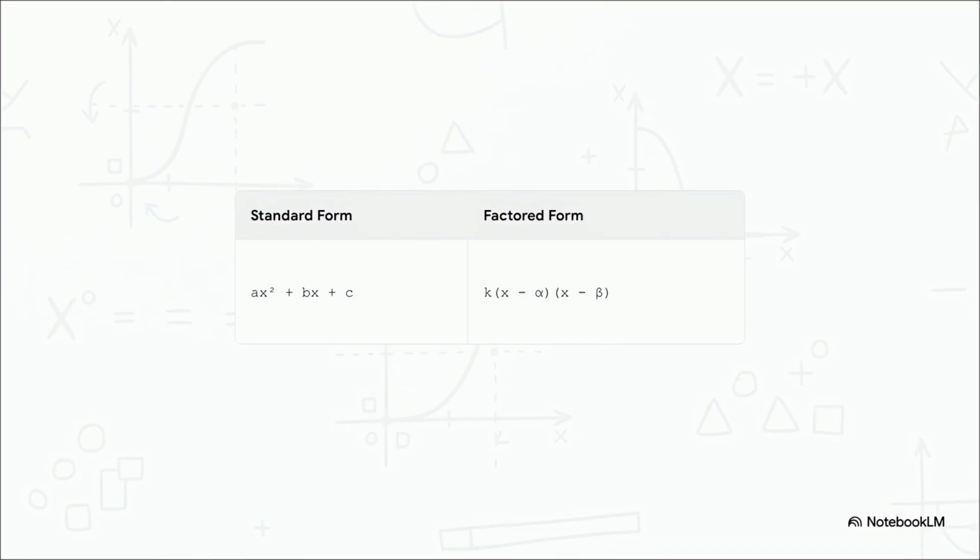Then on the right you have the factored form. Now this form is amazing because it literally shows you the answers. Alpha and beta, those are your zeros. That k is just a constant we don't have to worry too much about for now. The key thing to get here is that these two things are equal. One is the question, the other holds the answers.